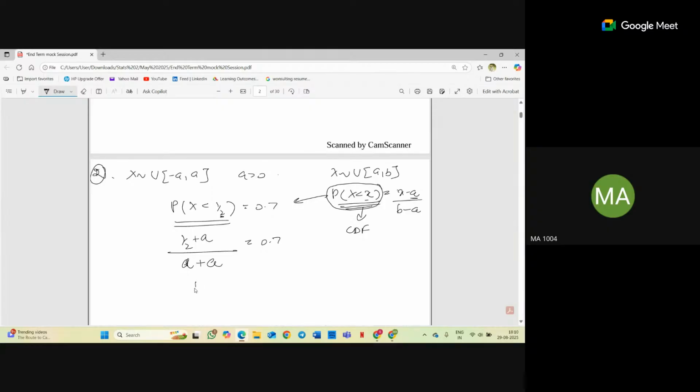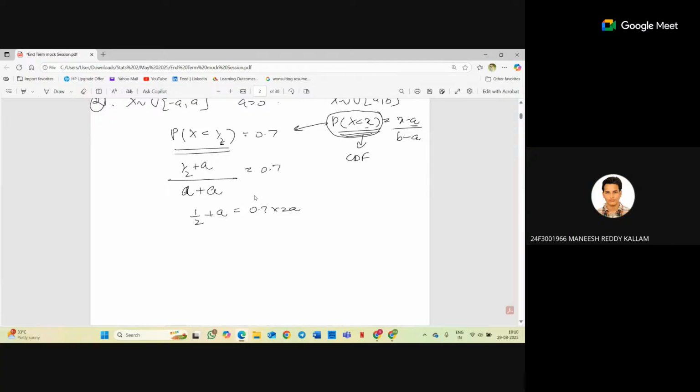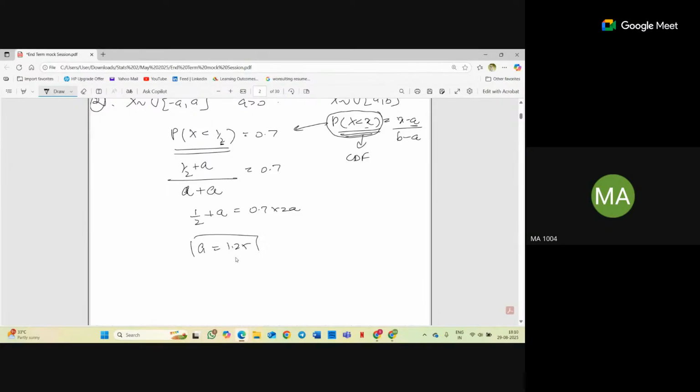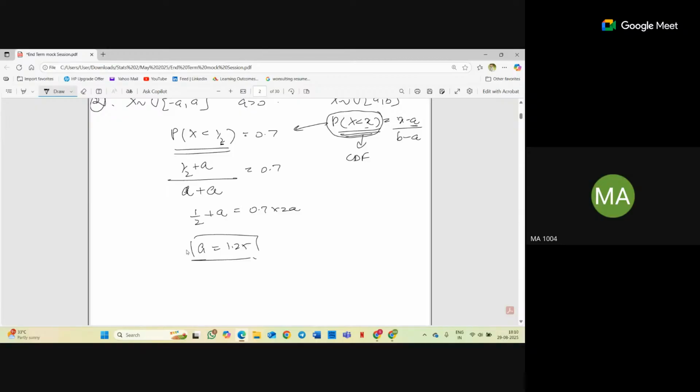So this will be 1 by 2 plus A upon 2A equals 0.7. Is this step clear? Yes, ma'am. So if you solve these equations, the value of A should be equal to 1.25. I'm not solving the whole question. Is this question clear to everyone?